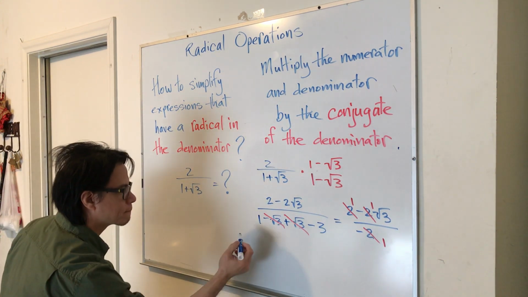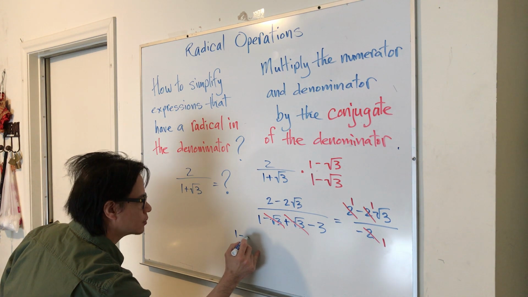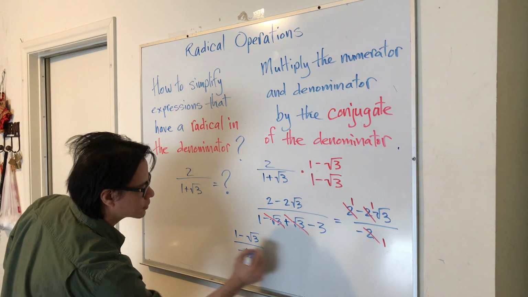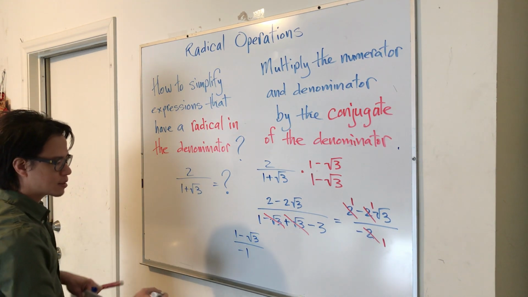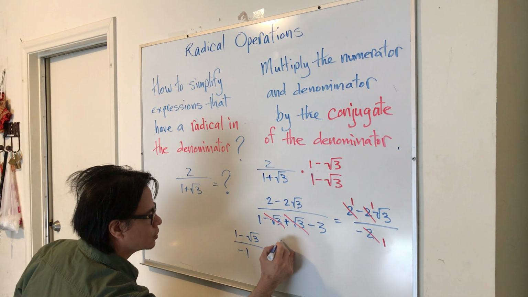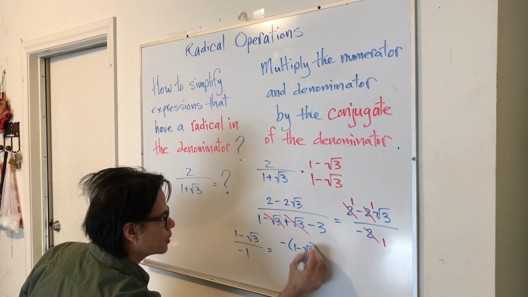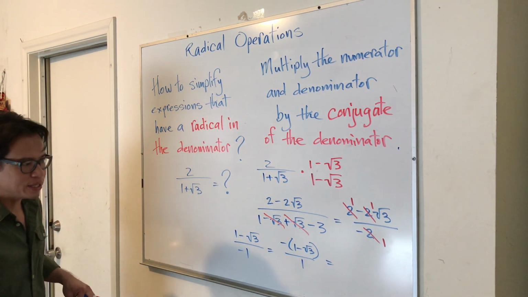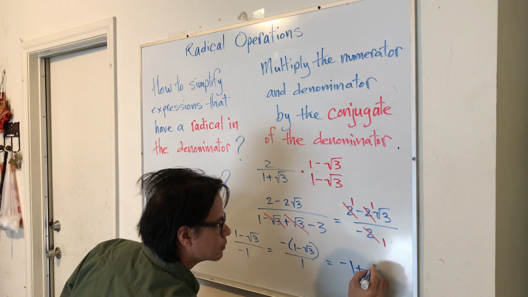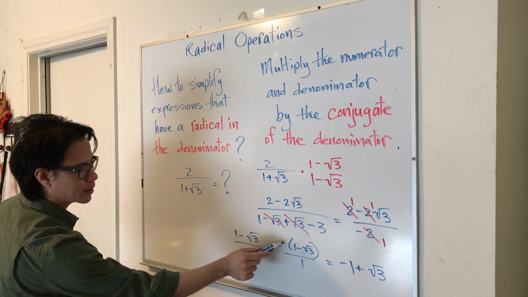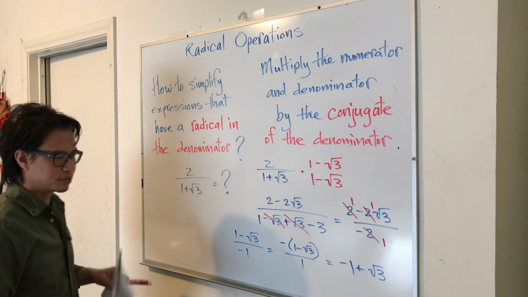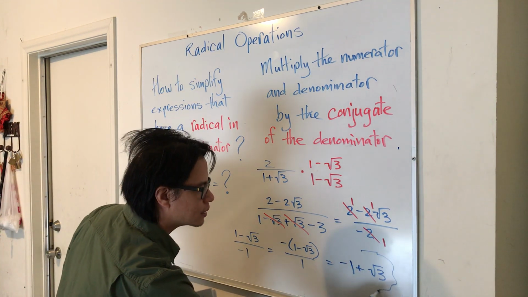Okay, so you have 1 minus root 3 over negative 1, and most students stop here, but really we can take it another step. So you can move the negative sign to the top, so you can have negative 1 minus root 3 over 1, which equates to negative 1 plus square root of 3. Okay, so again, negative times positive is negative. Negative times negative is positive. And then the 1 on the bottom, you can skip that. So our final answer is negative 1 plus the square root of 3.